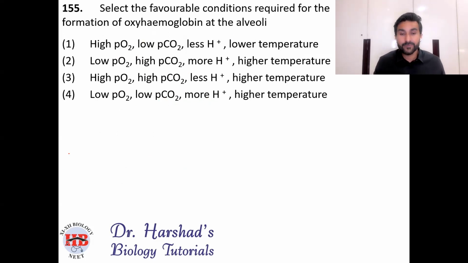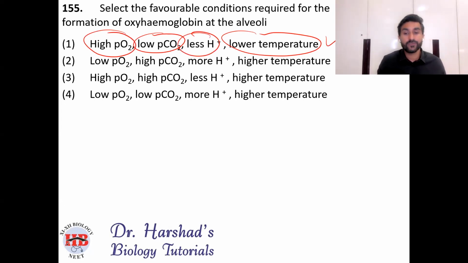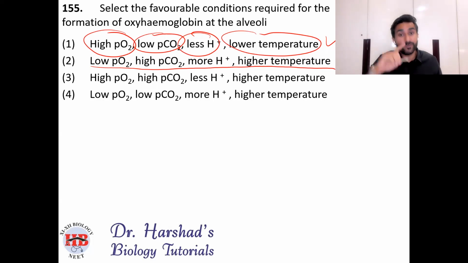Select the favorable condition regarding the formation of oxyhemoglobin in the alveoli. In the alveoli, oxyhemoglobin formation requires high PO2 and low CO2. Automatically, if CO2 is low, the hydrogen would also be less. Of course, even low temperature favors the formation of oxyhemoglobin. So low temperature, low CO2, high O2, less H plus is what favors formation of oxyhemoglobin in the alveoli. If they would have asked dissociation of oxyhemoglobin in the tissue, then your answer would have been this. Since they have asked formation of oxyhemoglobin, our answer is option number 1.